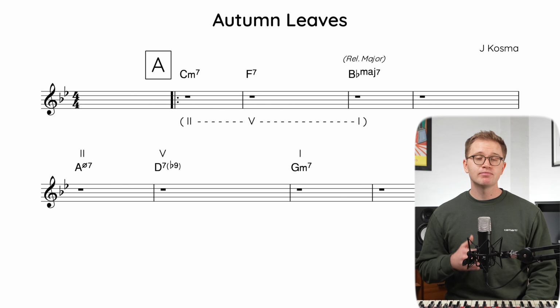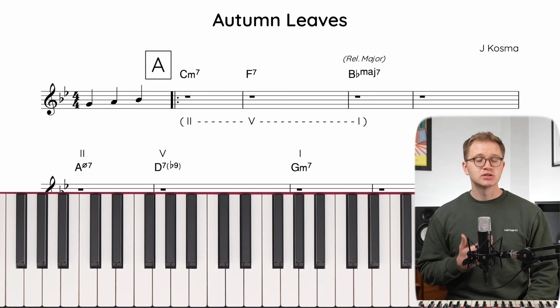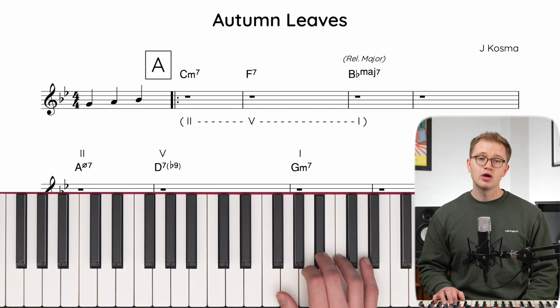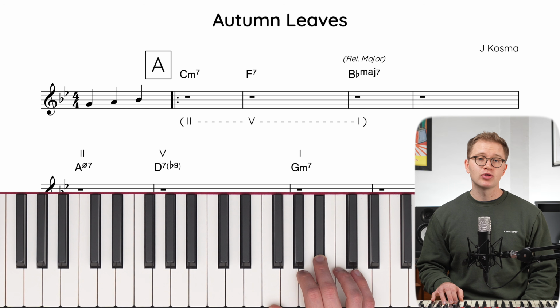The A section melody is made up of 4 phrases, and it's a great example of sequencing. Phrase 1 begins by walking up through the G minor scale, from the root G to the 3rd B flat. Then it jumps up a 4th to the 3rd of the C minor 7 chord, E flat.